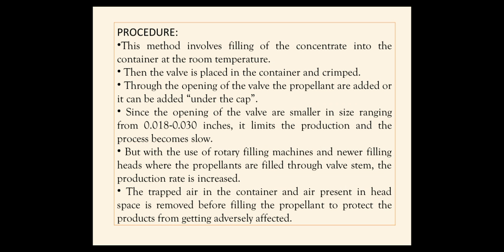Procedure. This method involves the filling of concentrate, meaning API and other excipients, into the container at room temperature. Then the valve is placed in the container and crimped. Through the opening of the valve, the propellant is added, or it can be added under the cap. Since the opening of the valve is small in size, ranging from 0.018 to 0.13 inch, it limits the production and the process becomes slow.